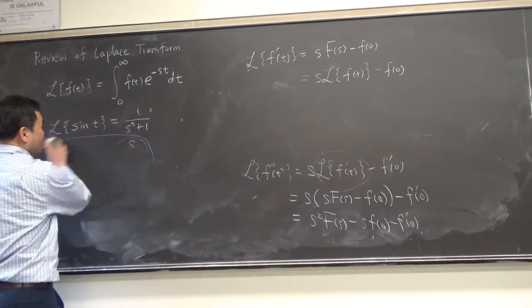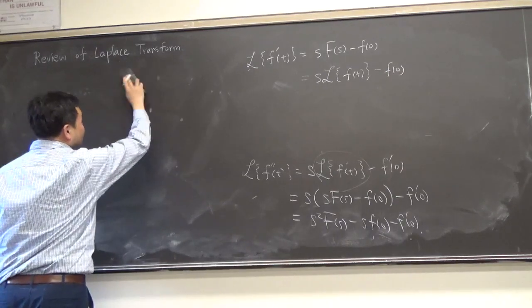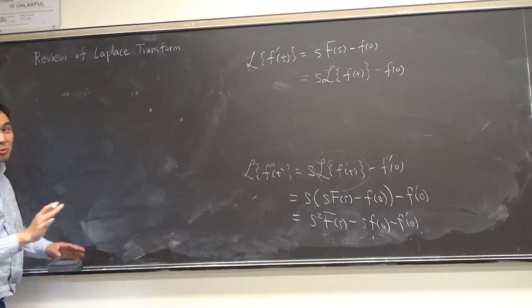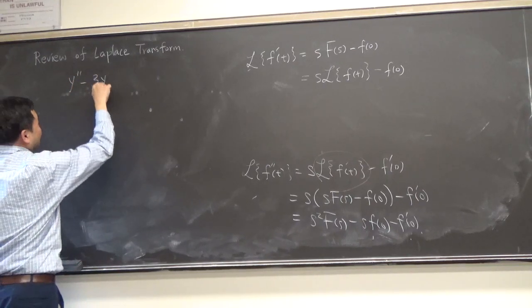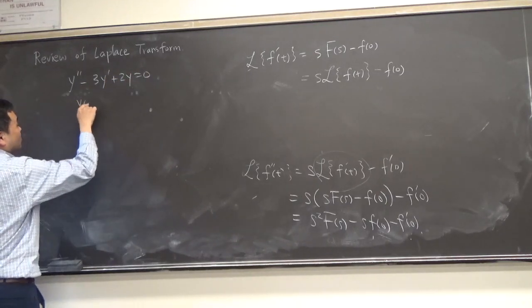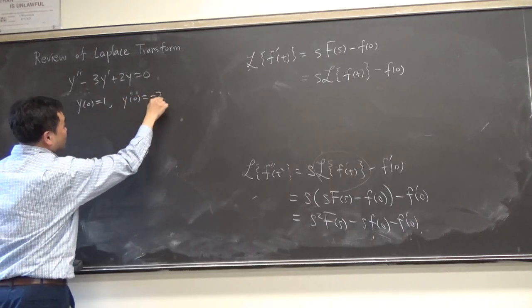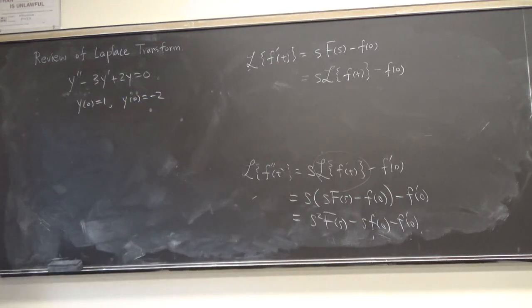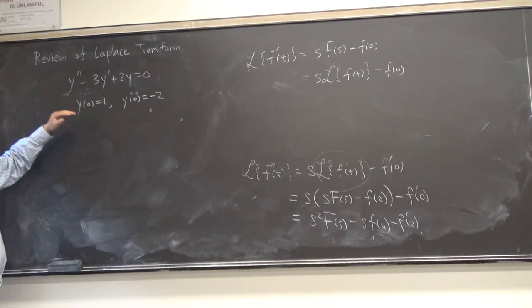So now let's see Laplace transforms in action. I'll do a really simple one. Let's say y double prime minus 3y prime plus 2y equals 0, with y of 0 as 1 and y prime of 0 as negative 2. Let's just say that this is a very simple one. We can solve this without Laplace transforms, but let's say we use Laplace transforms.